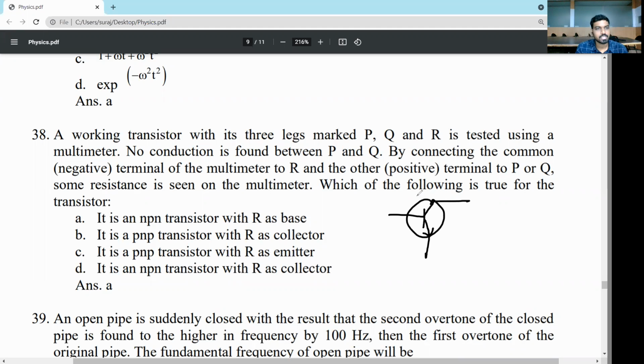PQR is tested using a multimeter. No conduction is found between P and Q. That means one is reverse bias. By connecting the common negative terminal of a multimeter to R and the other positive terminal to P and Q, some resistance is seen in the multimeter. Which of the following is true for the transistor?